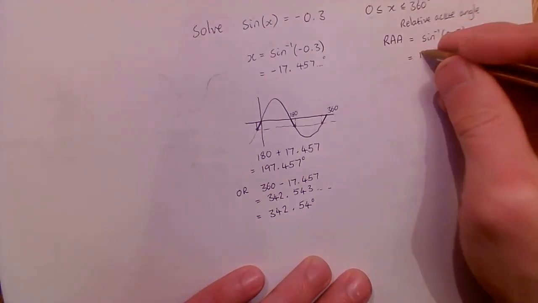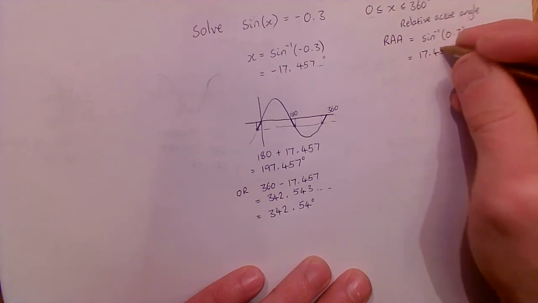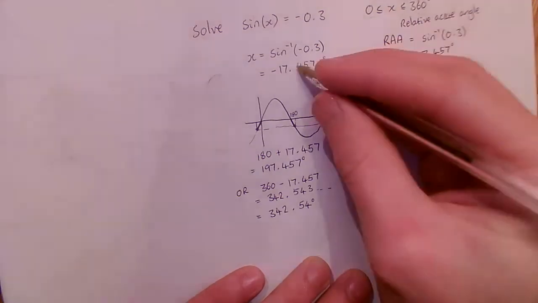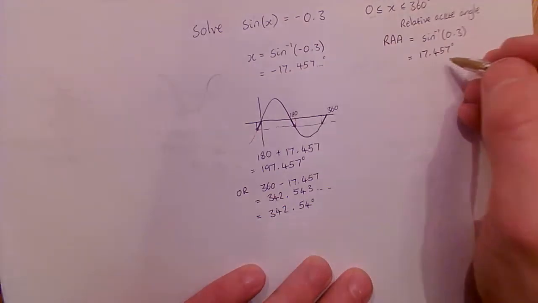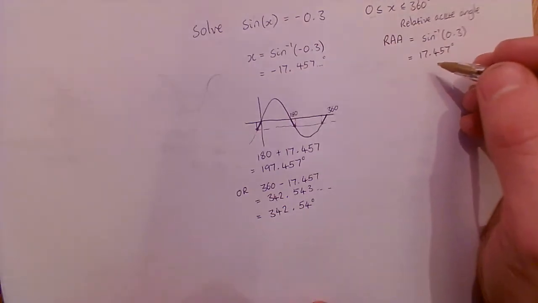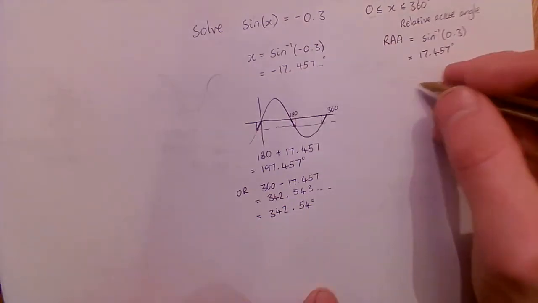And we follow that through. So that gives us 17.457. Now in this case, that doesn't make a lot of difference. The minus is the only thing changed. When we're dealing with a cos, you'll see it makes a substantial difference.